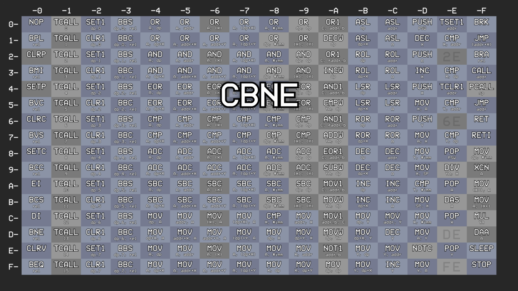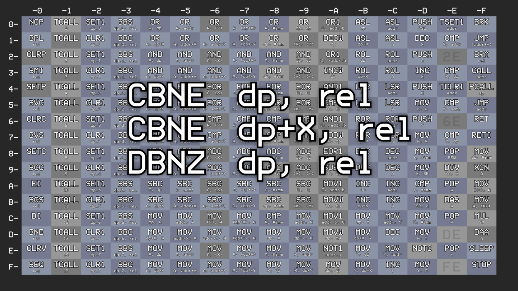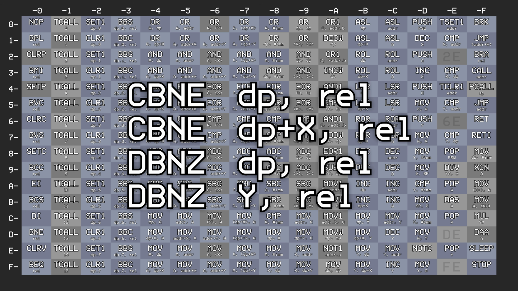The CBNE instruction is a combination of the compare and branch if not equal instructions. It has a direct page and a direct page index with X address mode. And finally, the DBNZ instruction, decrement and branch if not 0, has a direct page and Y index register address mode. These 4 branch instructions are very useful for making tighter loops, which can significantly reduce the overhead when it comes to execution time.